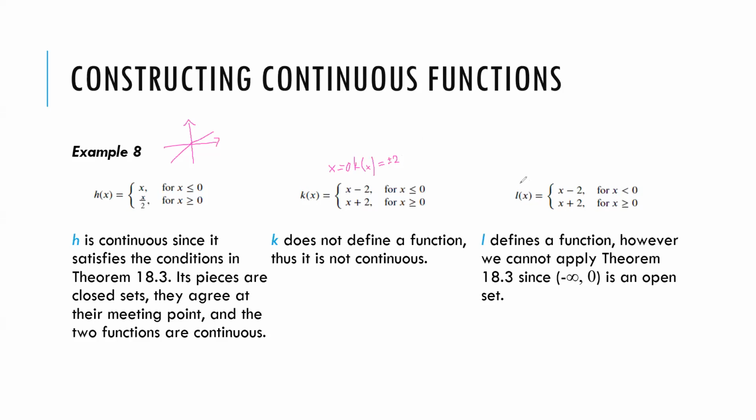And in our example L, we still keep the same piecewise functions, but we changed the domains. So L of x equals x minus 2 if x is less than 0, and it equals x plus 2 if x is greater than or equal to 0. L would look something like this.